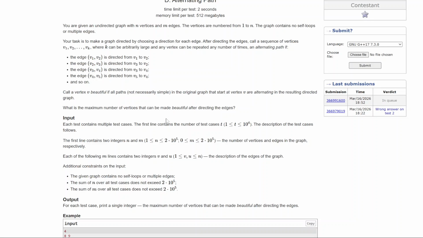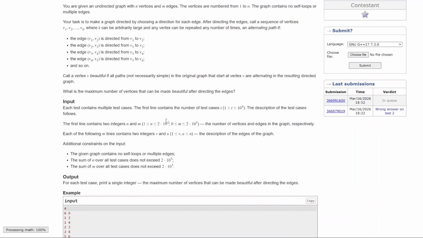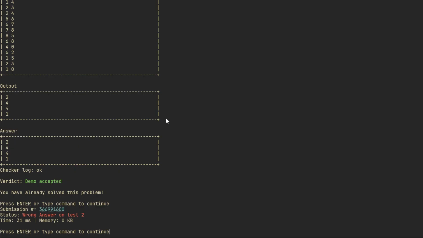Let's think about it. If I make a cycle of 1, 2, 3, and 4, and connect a single node, 5, to 2, and a single node, 6, to 4, then if I make it like this... Okay, that is wrong.